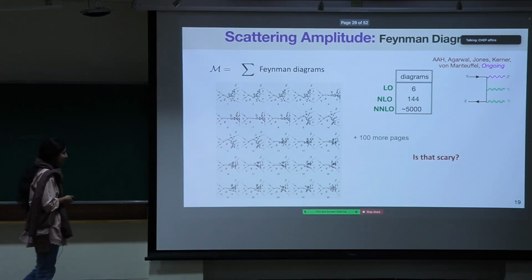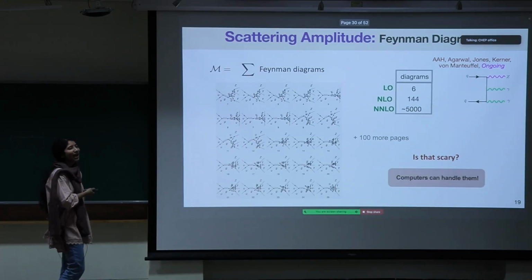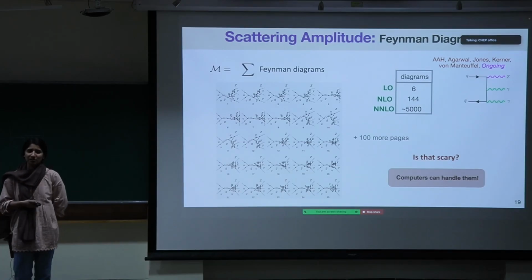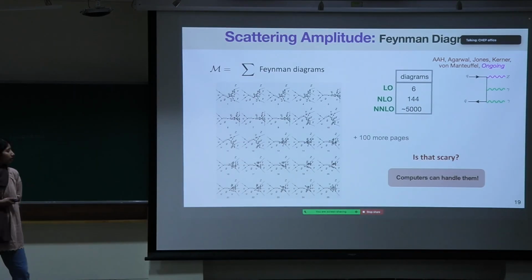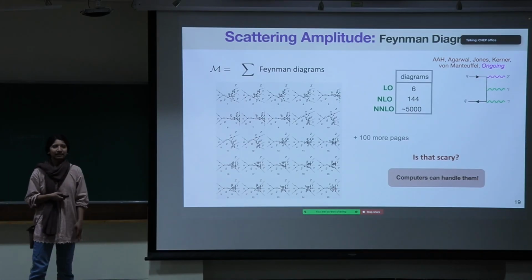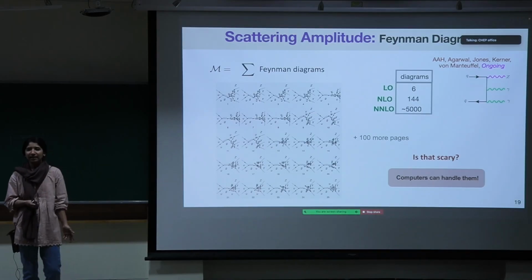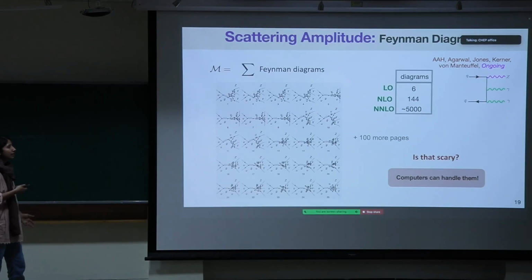The thing is that it is not really the case. Right now we have computers to handle such a large number of diagrams. Yes, it is actually 2 loop in the picture, the next to next leading order. So 5,000 diagrams are not really a problem. Even at the one loop case, we can have things like 50,000 or 100,000 diagrams. That does not really make a problem because we can already handle them.